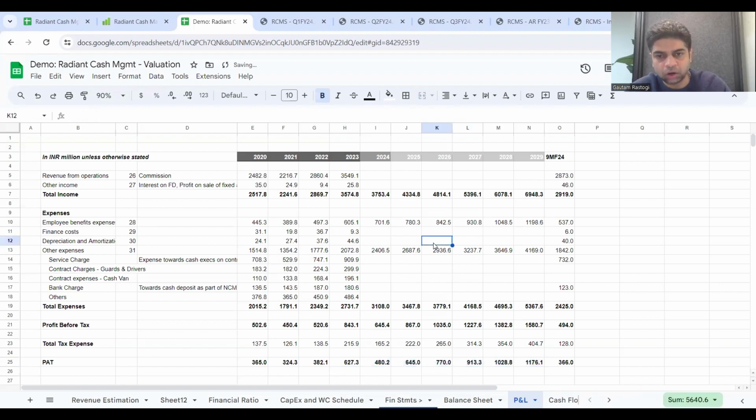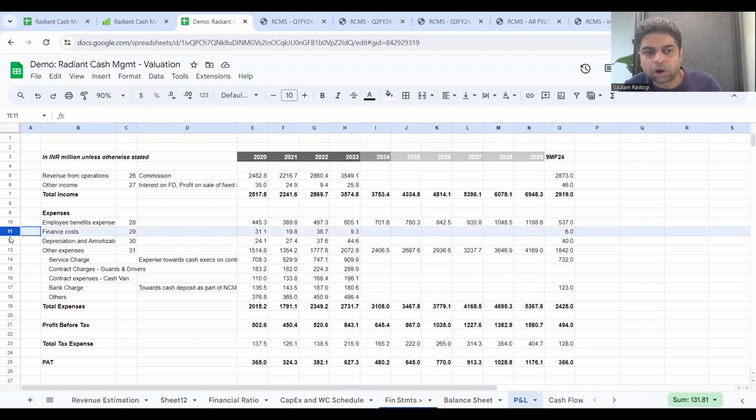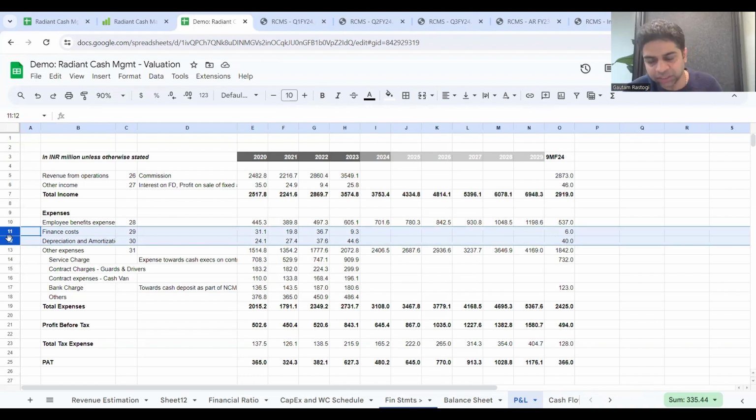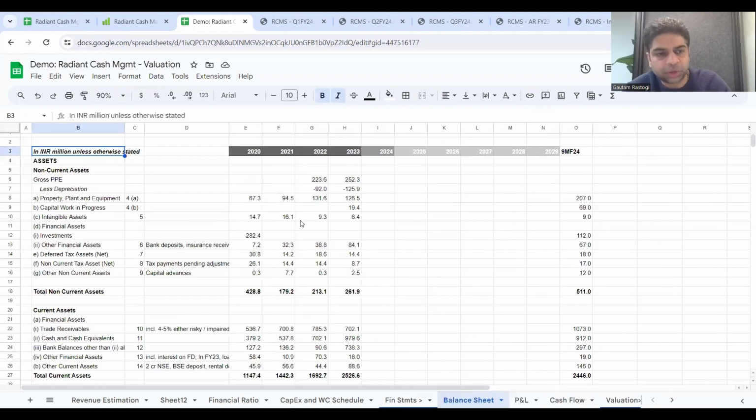All right. Okay. Now, our P&L is almost complete. The two things that we couldn't model are finance cost and depreciation and amortization. So for that, we have to first model the balance sheet. So let's go to the balance sheet. Okay. So here in the balance sheet, again, everything is in INR million. Okay. So pehla, what we have is the gross PPE or gross property, plant and equipment.